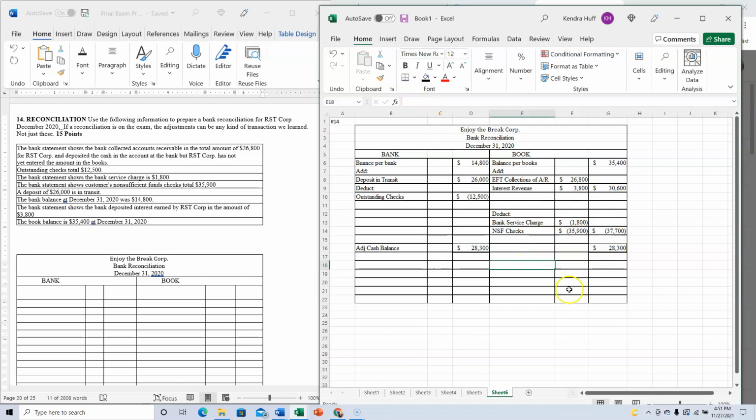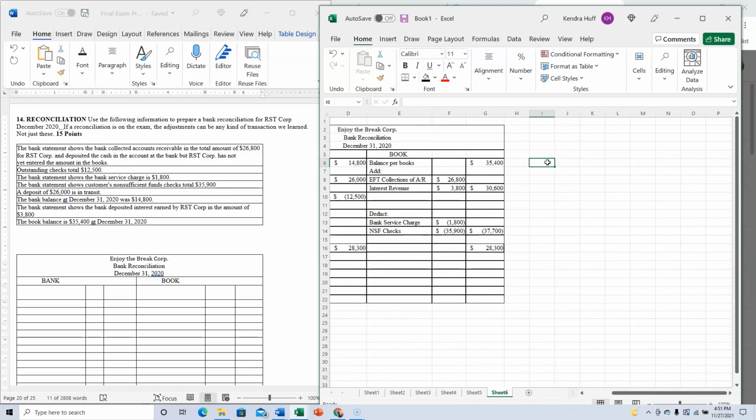All right, now anything on the book side needs a journal entry. I'm going to come over here and do it. So journal entry for book adjustments. All right, so our first one was the EFT collections of account receivables. So we collected cash, and it came out of accounts receivable for $26,800. And then we earned some interest revenue. So that's a debit to cash and a credit to interest revenue.